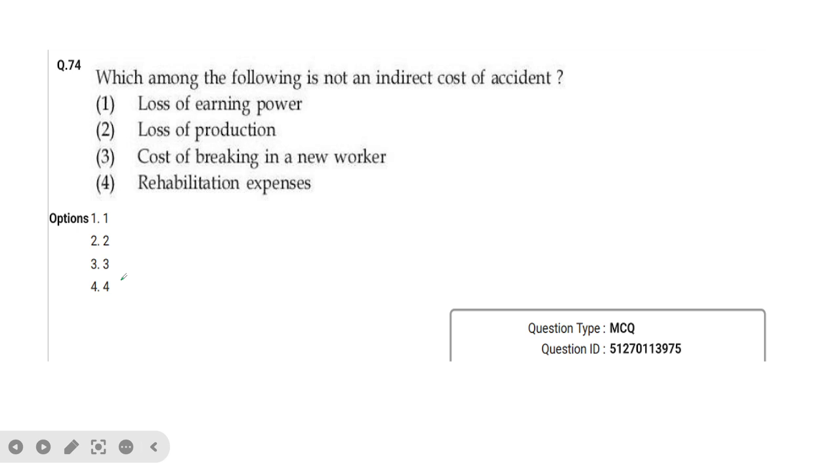Question number 74 is, which among the following is not an indirect cost of accident? इनडायरेक्ट कॉस्ट ऑफ एक्सीडेंट नहीं है, मतलब क्या पूछा गया, कौन सा इसमें से डायरेक्ट कॉस्ट ऑफ एक्सीडेंट है? लॉस ऑफ अर्निंग पावर, लॉस ऑफ प्रोडक्शन, कॉस्ट ऑफ ब्रेकिंग इन अ न्यू वर्कर, या रिहैबिलिटेशन एक्सपेंसिव्स. So the answer is option 4. Rehabilitation expenses is the direct cost of accident.